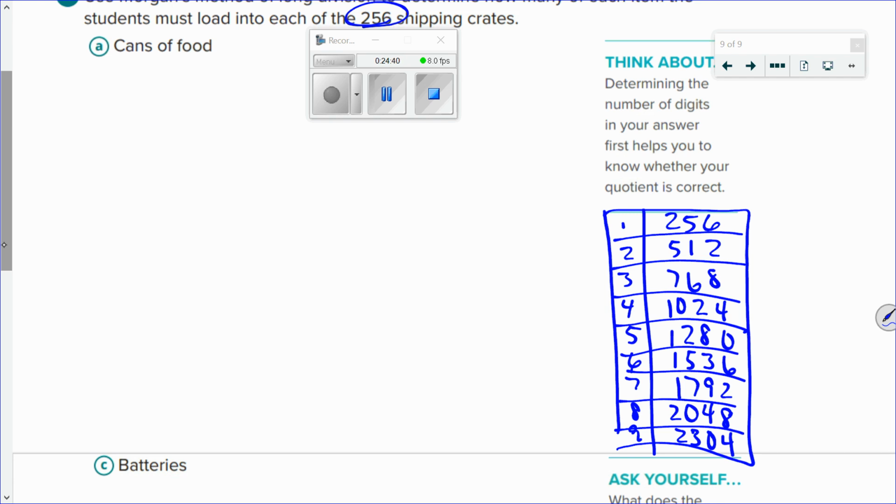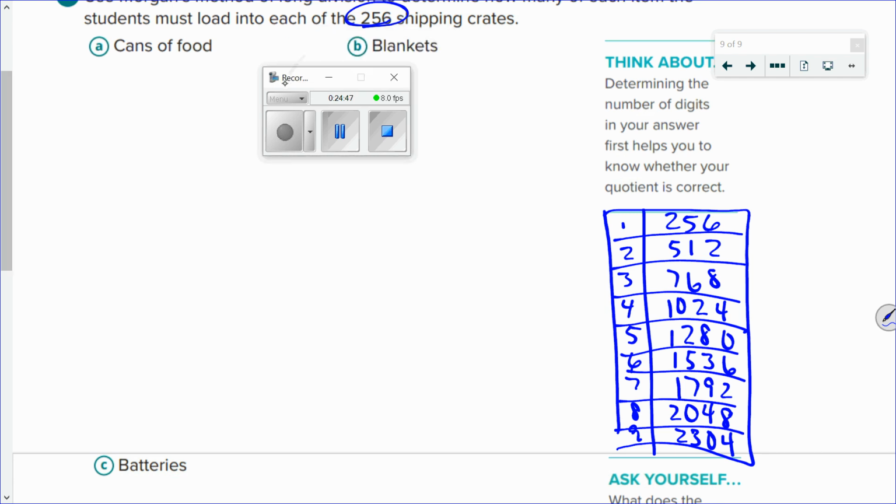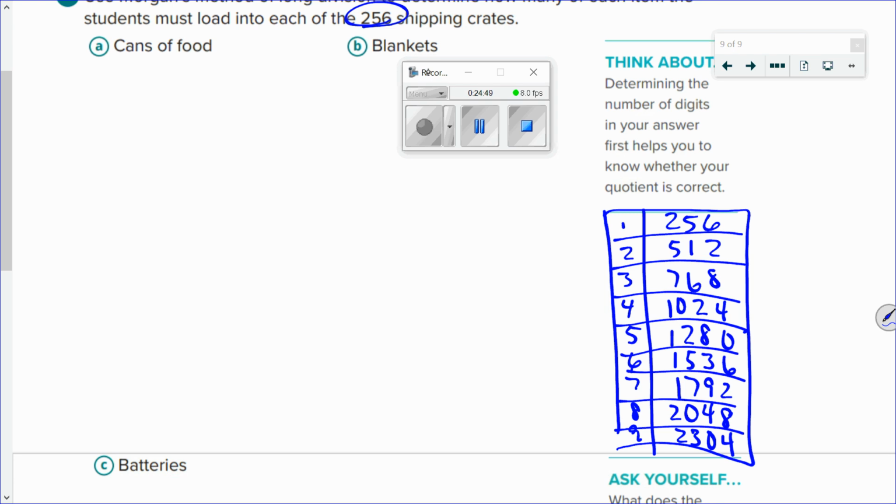So we'll give you guys about 3 minutes. Go ahead and do the divisions for the cans of food, the blankets, and the batteries. Okay, who can give me the numbers for the cans of food? What was it? Brandon? 13,312. Did I write it correctly?